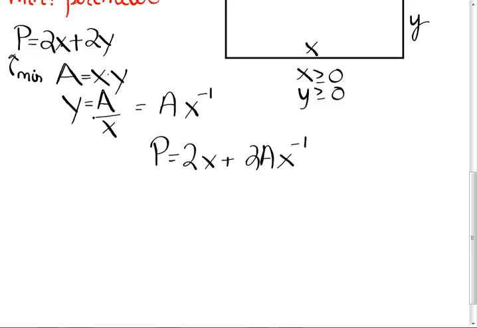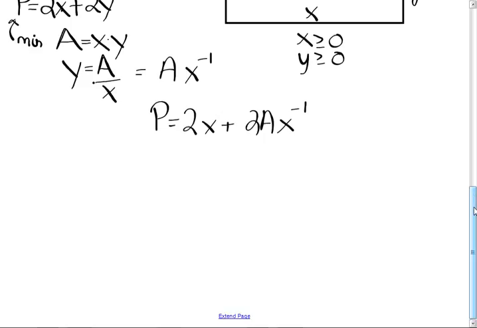So all we can do is take a derivative and find a relative max or min. And like I said, they're not going to trick you with this. So what's p prime? 2 minus 2a x to the negative 2.